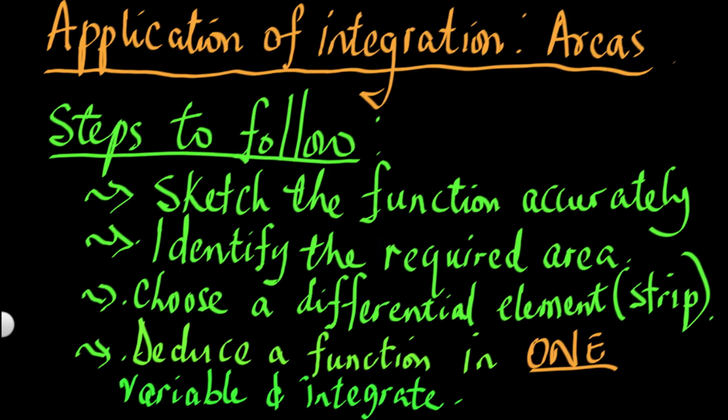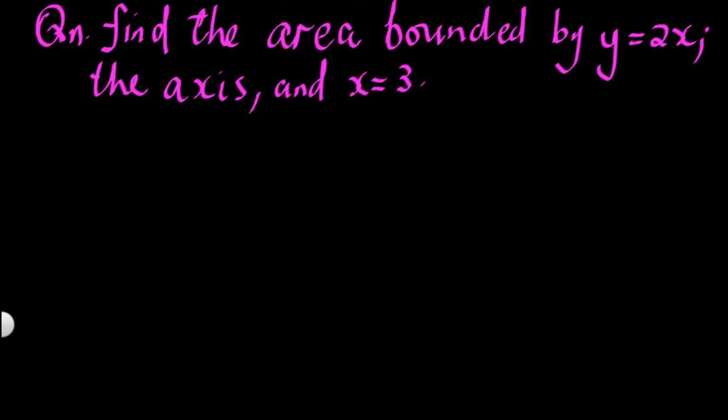I'm going to illustrate this with an example. I'll show you the steps that you have to follow. Let us say we are given this question. Find the area bounded by y equals 2x, the x-axis, and x equals 3. So we have three boundaries here. Boundary 1 is our function y equals 2x. So this is the first boundary. The x-axis is part of the boundary, and x equals 3 is part of the boundary too.